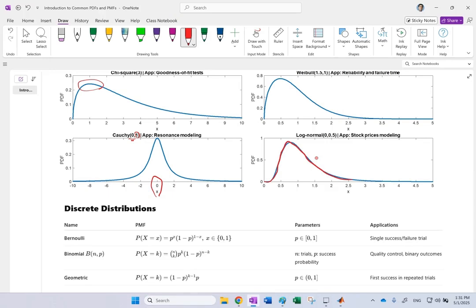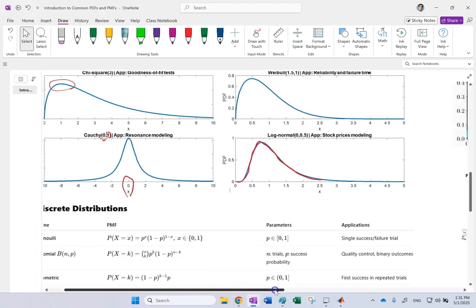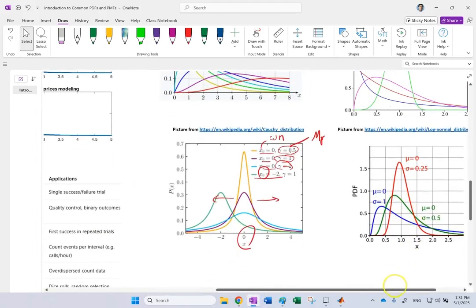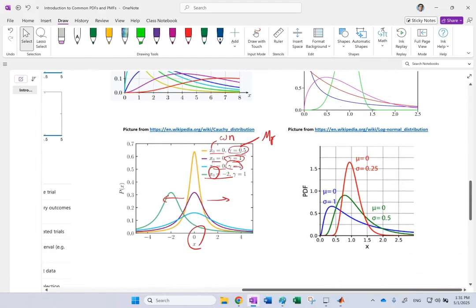The normal distribution is symmetric about mu. This one is not. That is the beauty of this: the log normal is a skewed version of the normal distribution. It's not symmetric. And here you can see some effect, right?